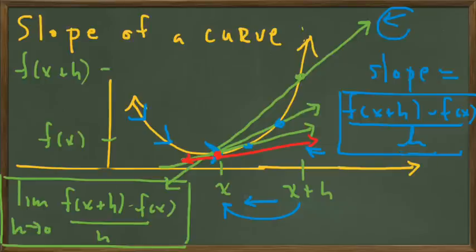If we write that formally, mathematically, what we have is this: we've taken the limit as h goes to 0 of f of x plus h minus f of x, over h. On the next slide, let's summarize what we've done.